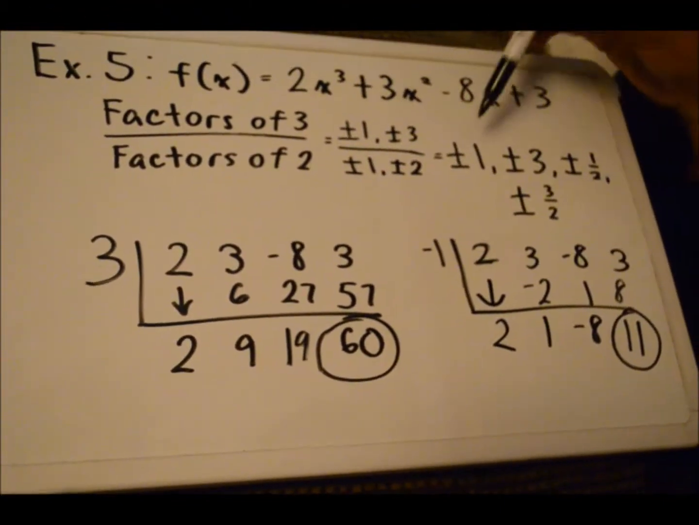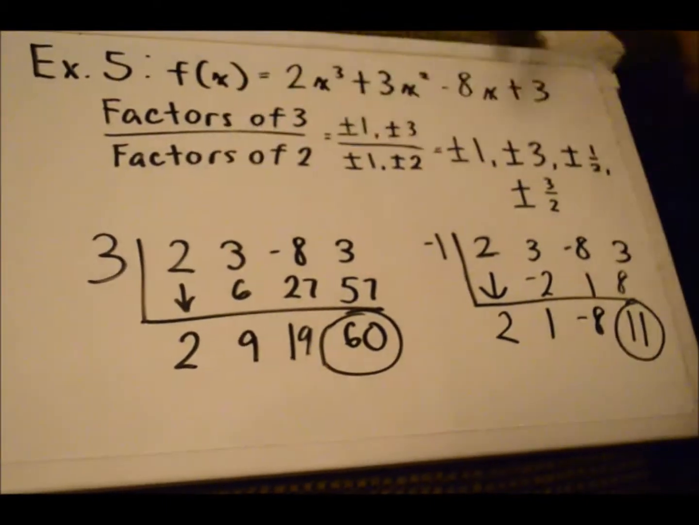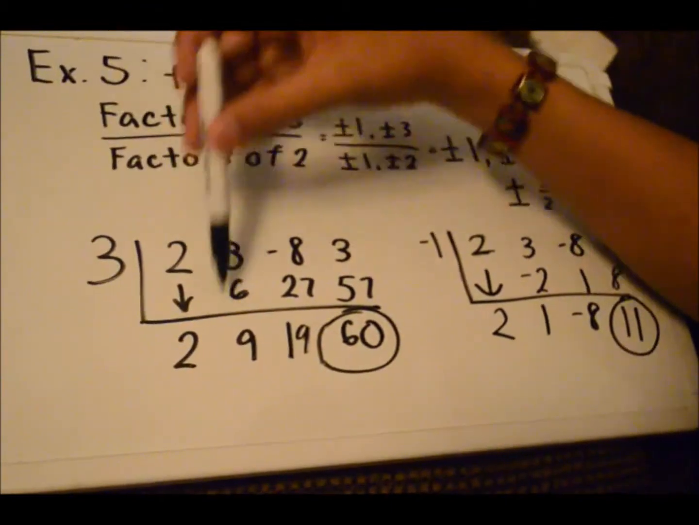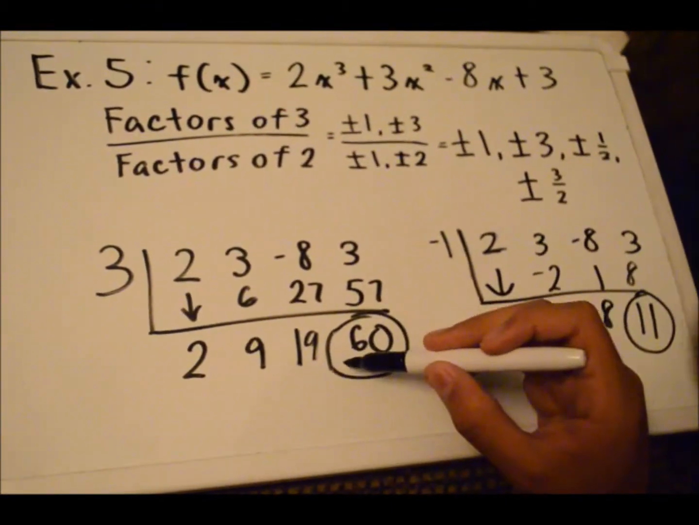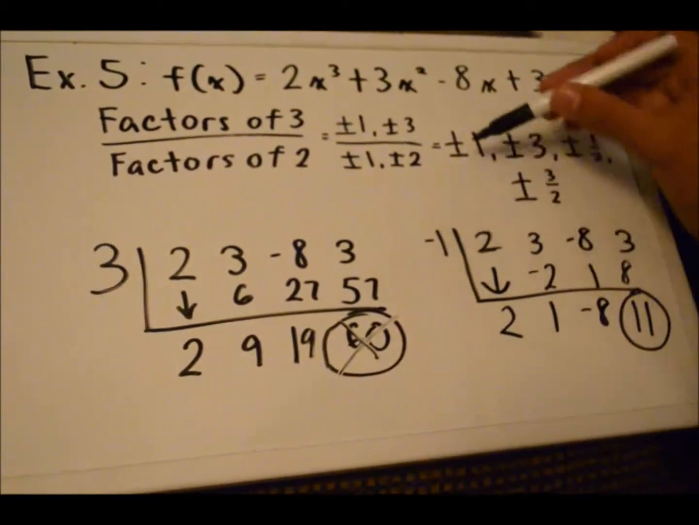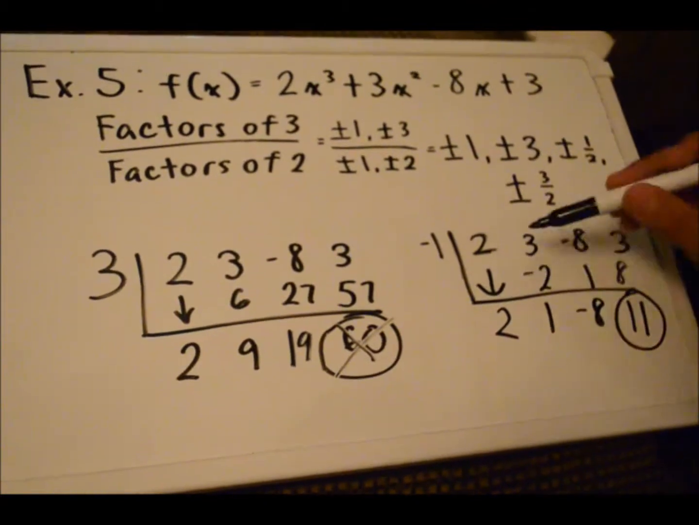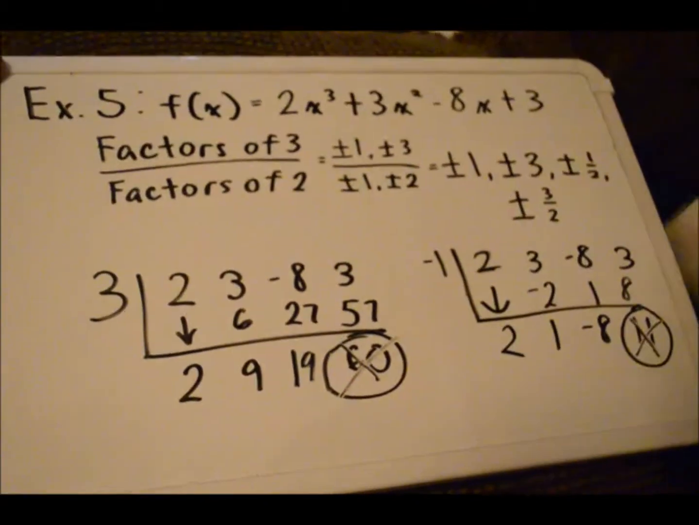We will then use synthetic division to test these roots out until you get one that has a remainder of 0. So first, let's test out 3, and as you can see, we get a remainder of 60, so this is not a factor. Another root we're going to test out is negative 1, and as you can see as well, it has a remainder of 11, so this is not a factor.